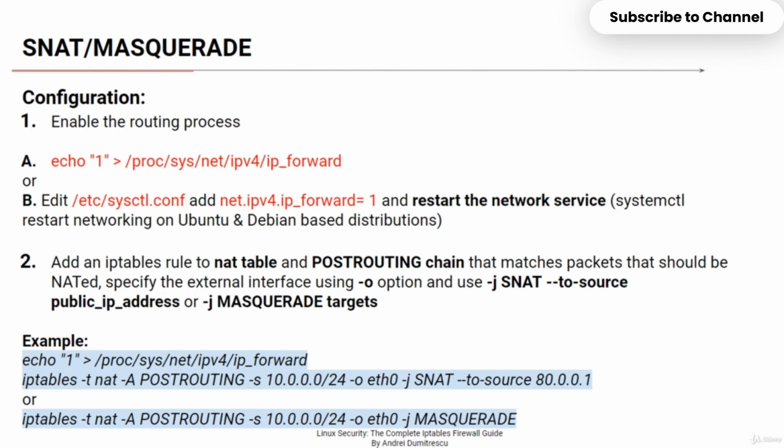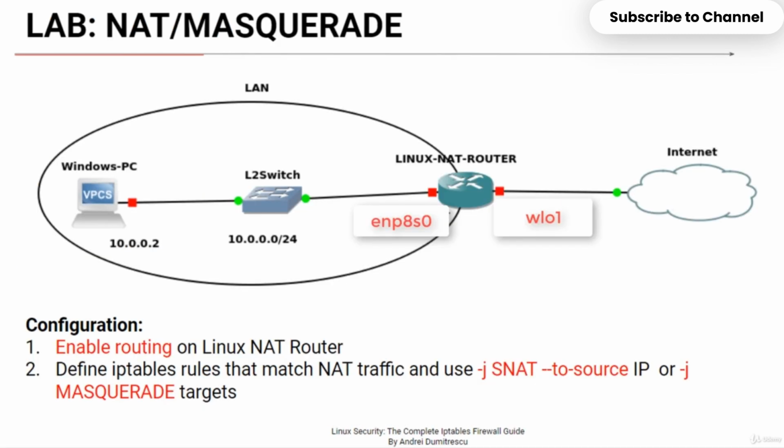That's all. In the next lecture, we'll configure together a Linux machine to be a router and perform NAT. In this lab, we'll configure NAT from scratch on a Linux machine using Netfilter and iptables.